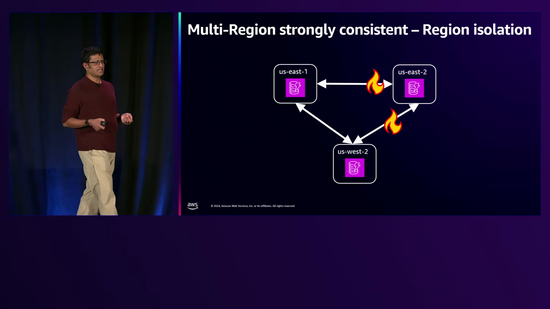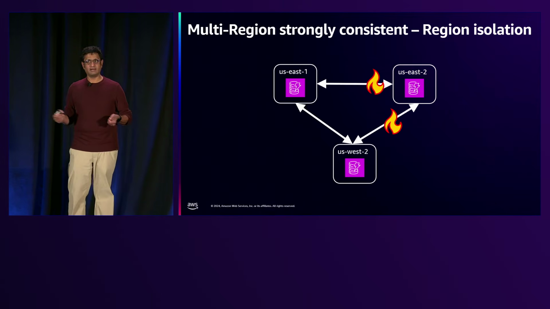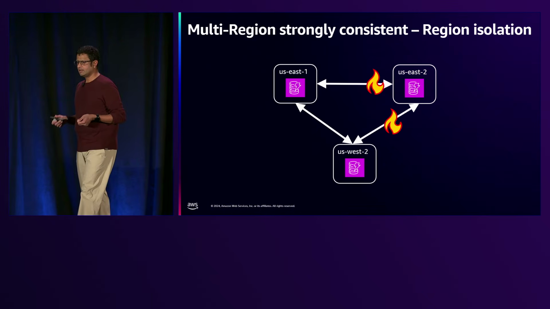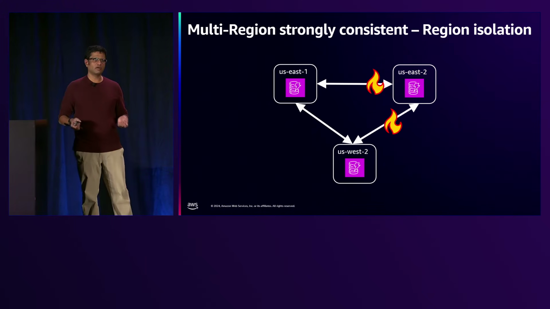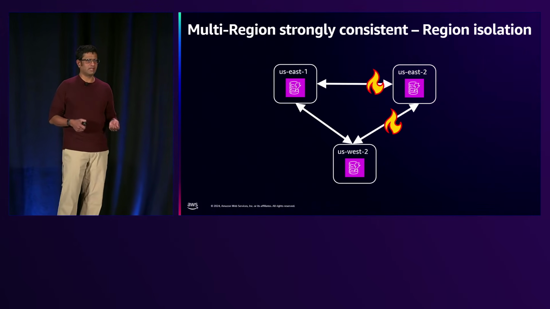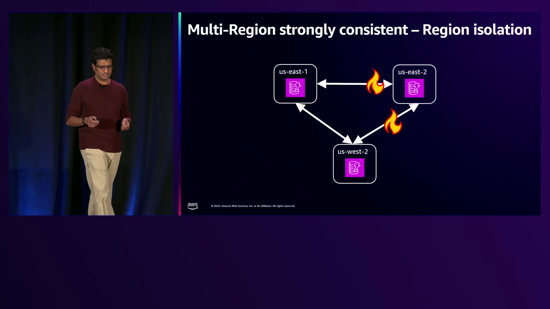In case of a region isolation, the healthy regions will still be able to serve strongly consistent reads and writes. But the isolated region is not going to be able to take any writes or reads. And this is the difference between asynchronous global tables and multi-region strongly consistent global tables.